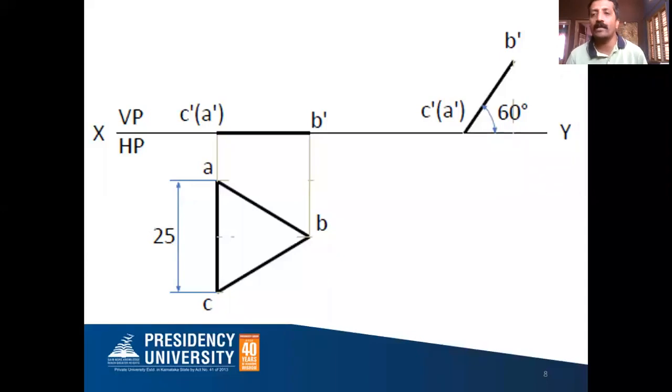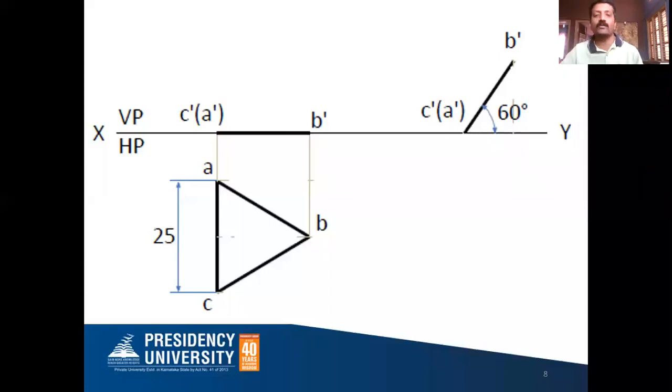Always, let me give you one more hint. If the lamina is resting on HP, in the second position you should consider only the HP inclination. In the third position you should consider the VP inclination. Similarly, if the lamina is resting on VP, in the second position we have to consider the VP inclination first. Next, in the final position you have to consider the HP inclination.